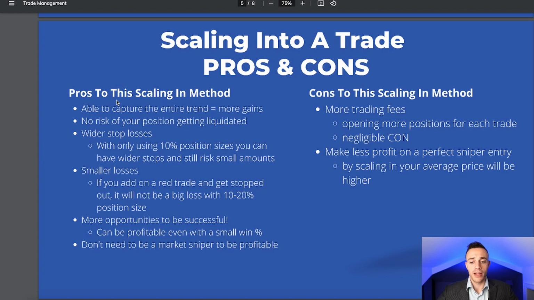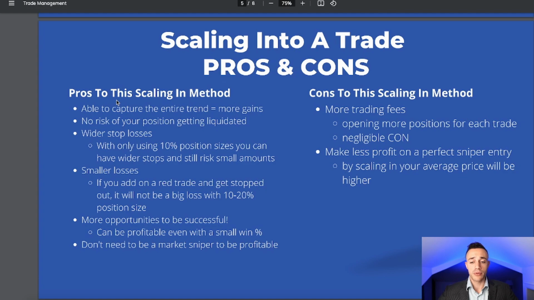The cons to the scaling method: more trading fees, because you're opening more positions for each trade. And this is a pretty negligible con. Whatever, your wins are going to cover the trading fees regardless, but nonetheless, some people might not be a fan of that.